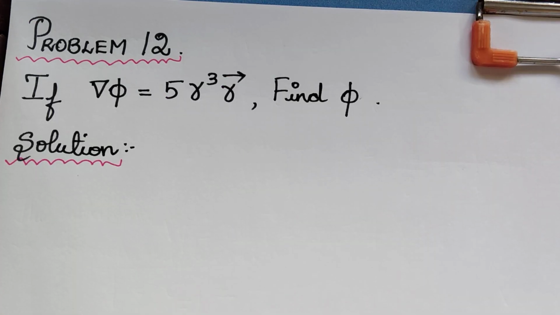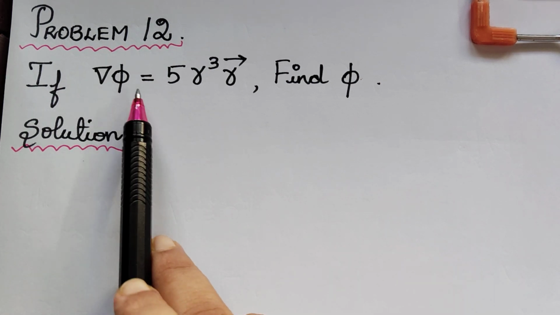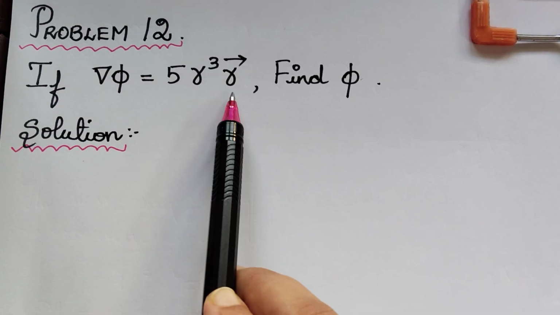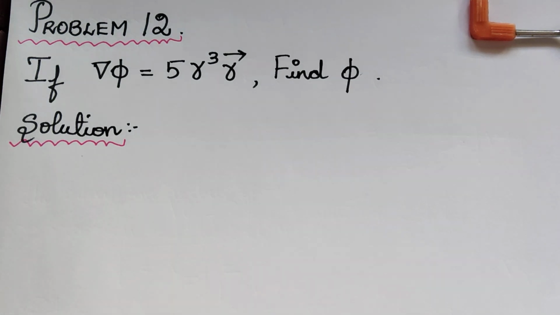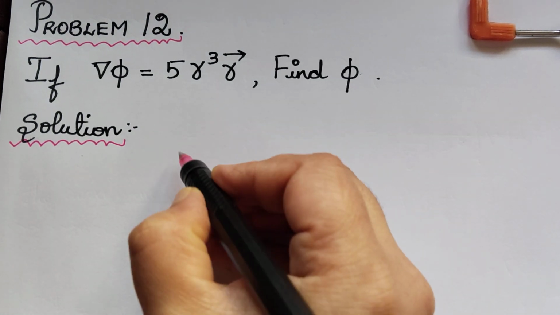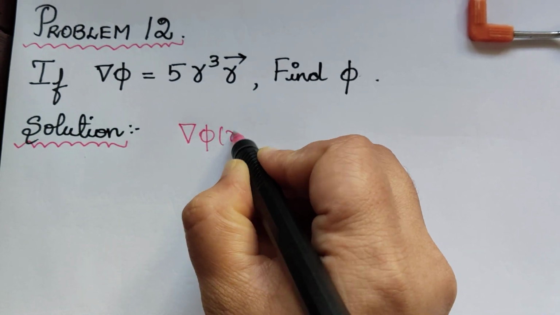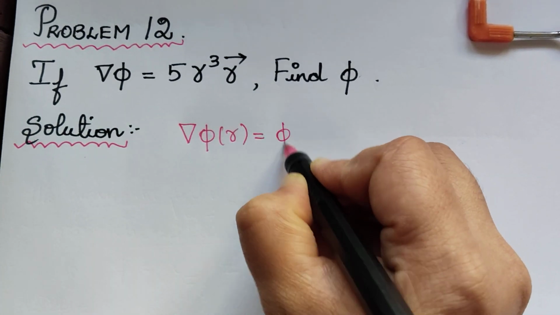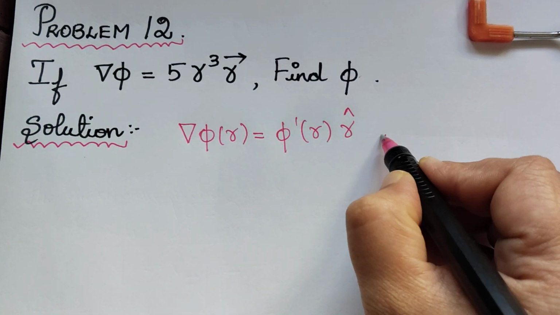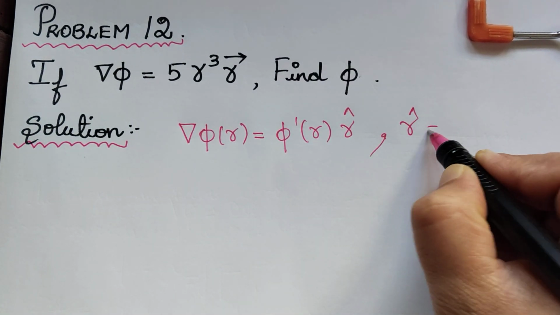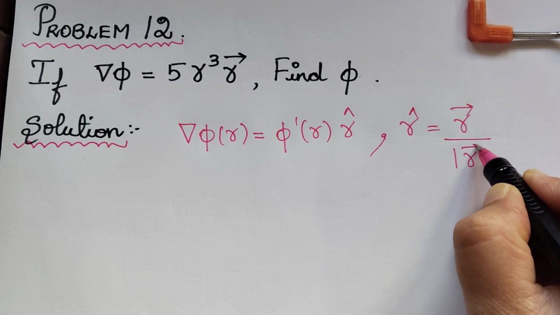Now here we have a problem. In this problem, it is given that nabla phi is equal to 5 r cube r vector. We have to find the value of phi. In order to solve this problem, we are going to make use of the concept that nabla phi of r is equal to phi dash of r multiplied with r cap, where this r cap is the unit vector, which is equal to r vector divided by modulus of r vector.